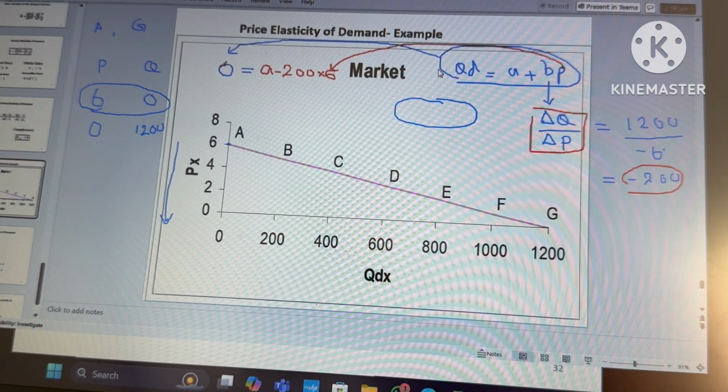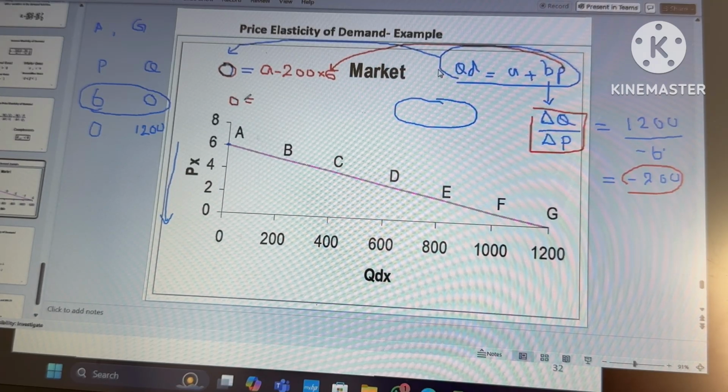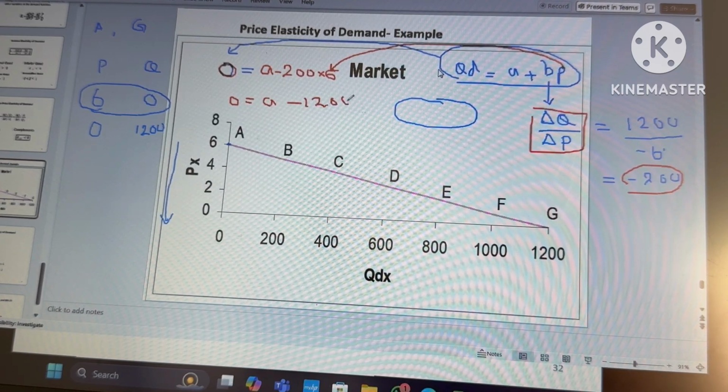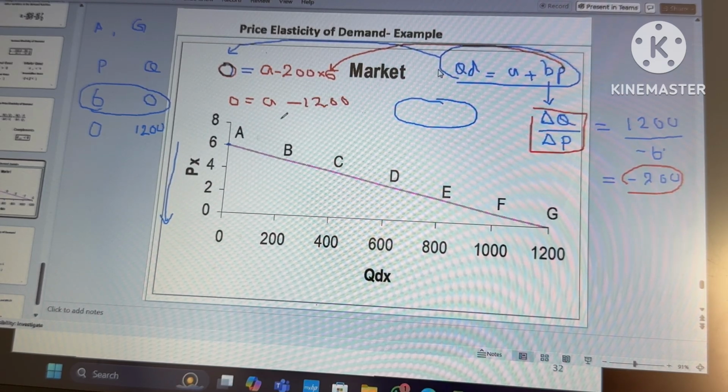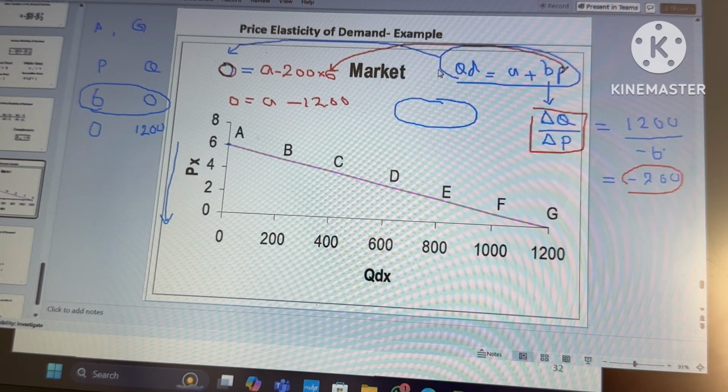So now QD is 0. A we still don't know. The value of B is minus 200 and the price at that point is 6. Therefore, by solving this equation, you can get the value for A. What is the value for A? 1200. So both A and B we found.